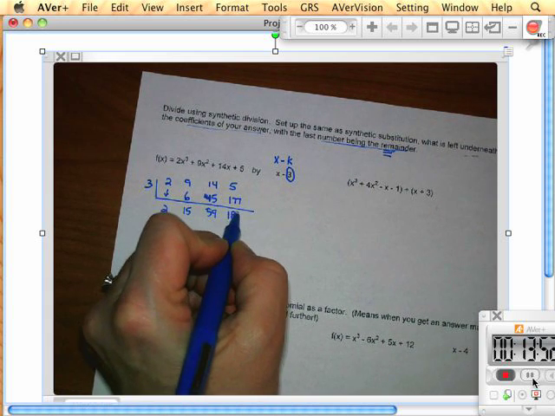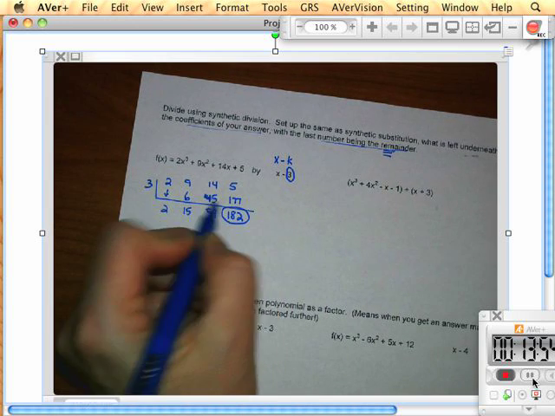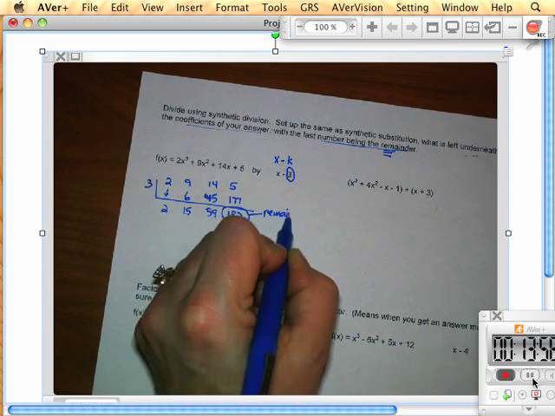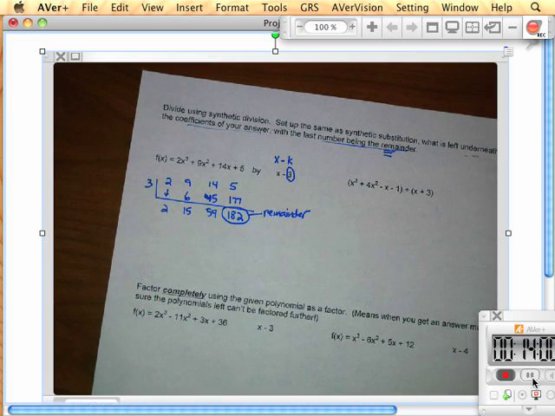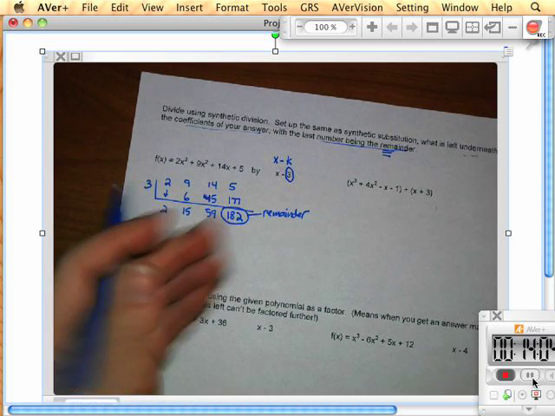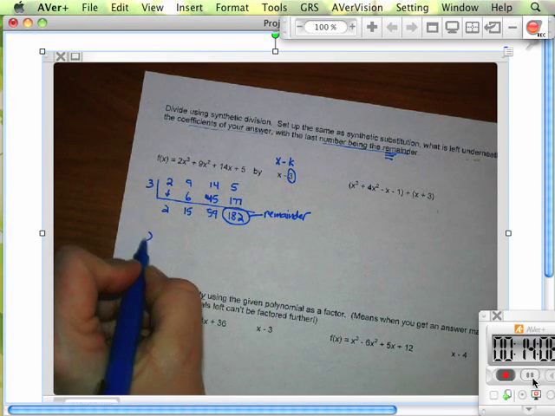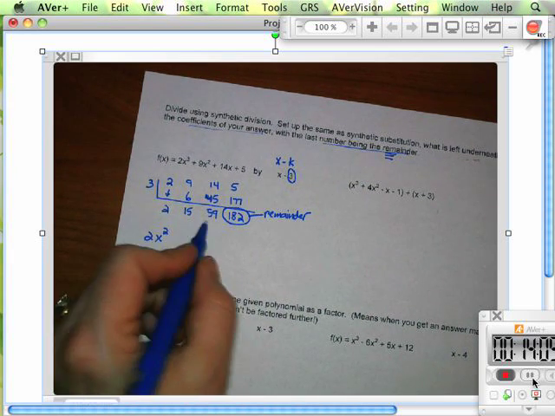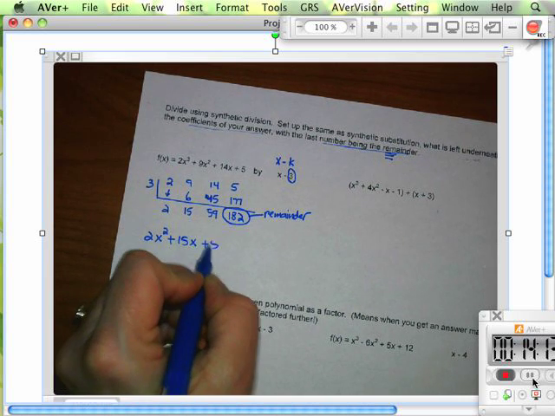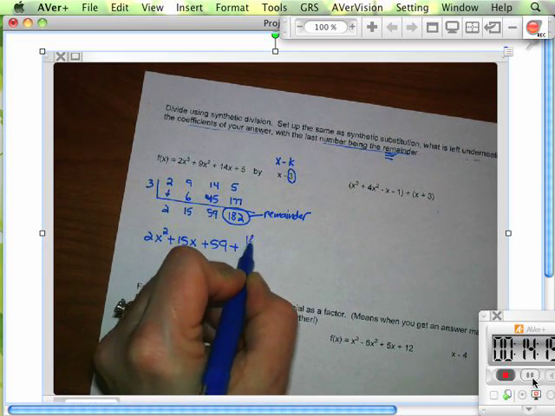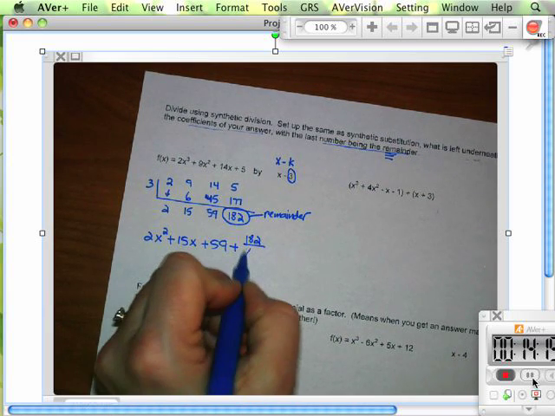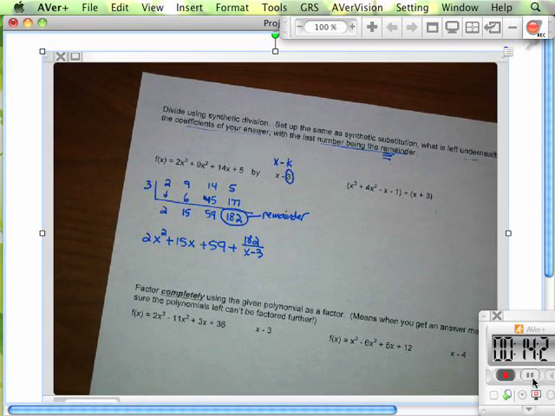Now, since we have a number here that is not 0, this is the remainder in our polynomial division. And what you have here are the coefficients of the answer. So you have 2x squared plus 15x plus 59 with a remainder of 182 over what you were dividing by, x minus 3. Way easier. Let's do another one.